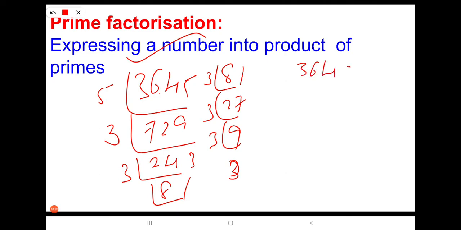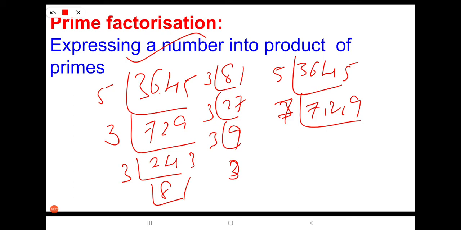3645, yeah, 5 sevens are 35, they will do it like this. Next they will take 7 ones, 7 as it is, and 2.